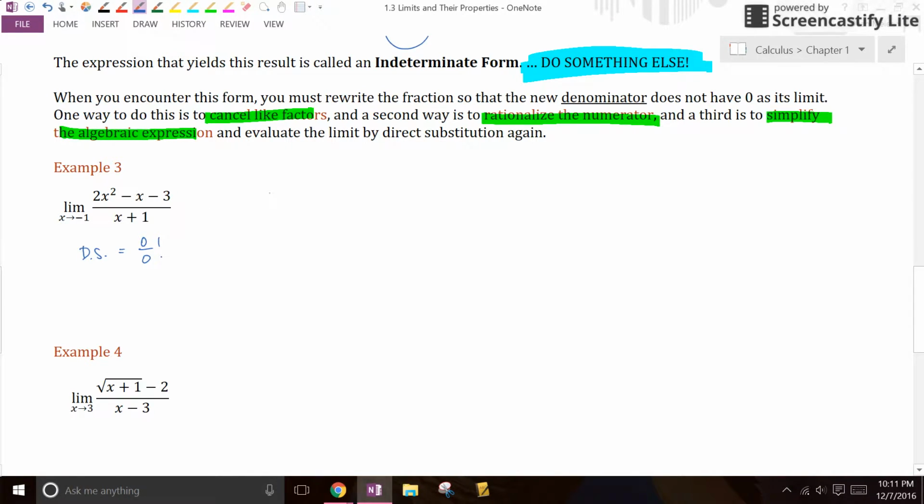Well, if I factor the top, and you remember the way I like to factor, I multiply the outsides, A and C. So 2 times -3 is -6, and they've got to add up to the middle, -1. And what two things multiply to -6 that add up to -1? That would be -3 and 2, right? They multiply to -6, they add up to -1.